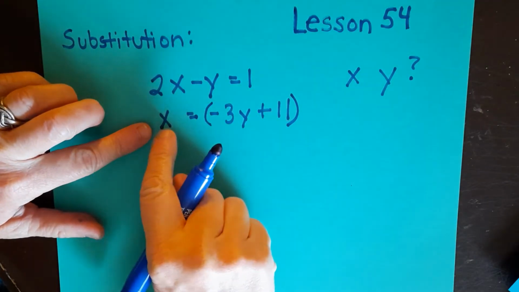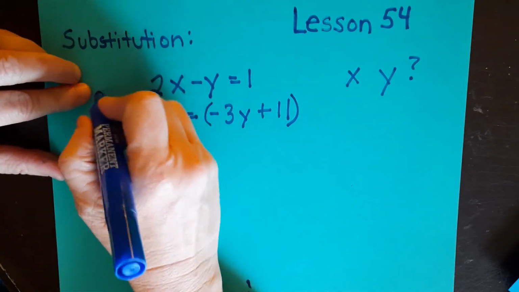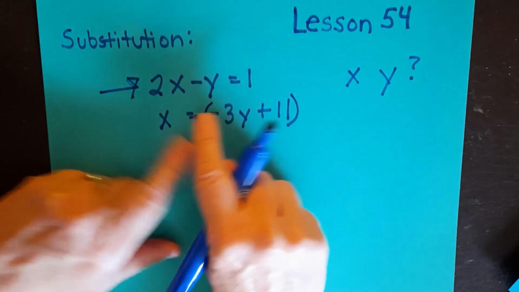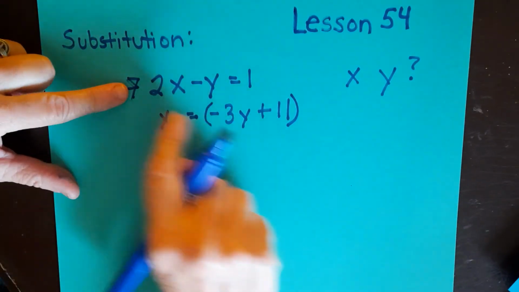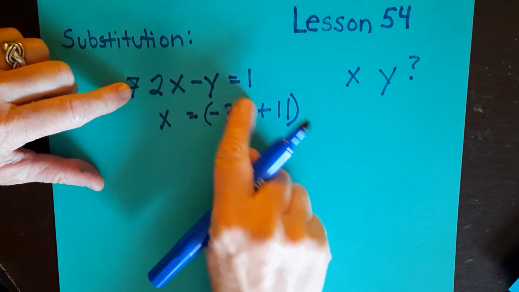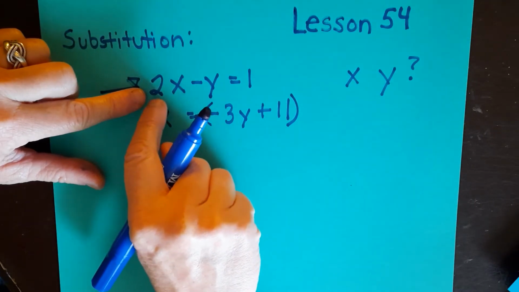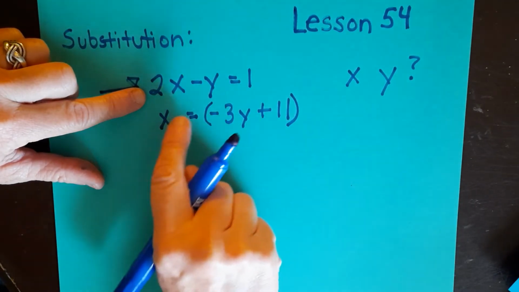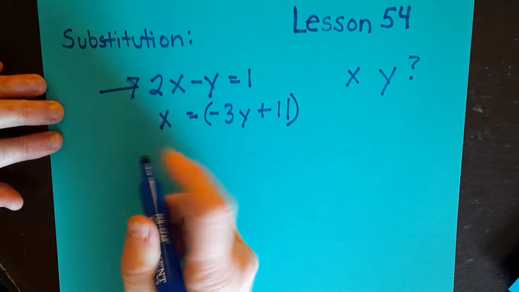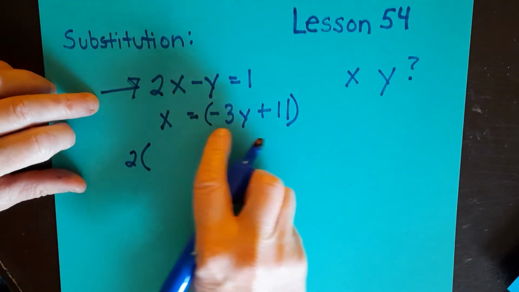This equation here says that x equals this thing. So what we can do is anywhere we see x in this equation, instead of x, we can put in this, because they're equal. So here we're multiplying 2 times x. And since x is equal to negative 3y plus 11, we could also say 2 times this, because we're going to substitute, that's where the substitution comes in, this in for x. So we're going to do 2 times, instead of x, we're going to put this in.